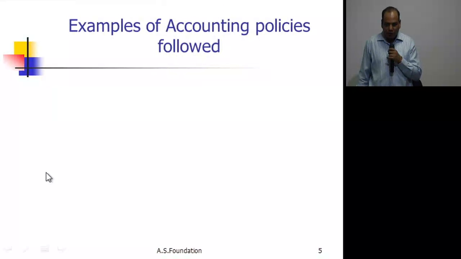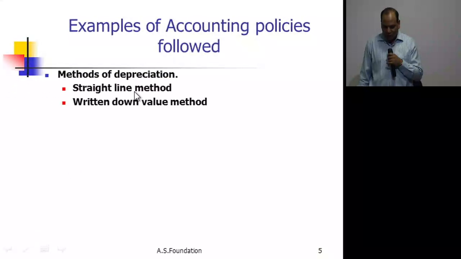Example of accounting policies followed. Accounting policies are decided for depreciation, as to how the company is going to provide depreciation on the fixed asset. Fixed assets should be depreciated is a principle. SLM and WDV are the methods to apply those principles.